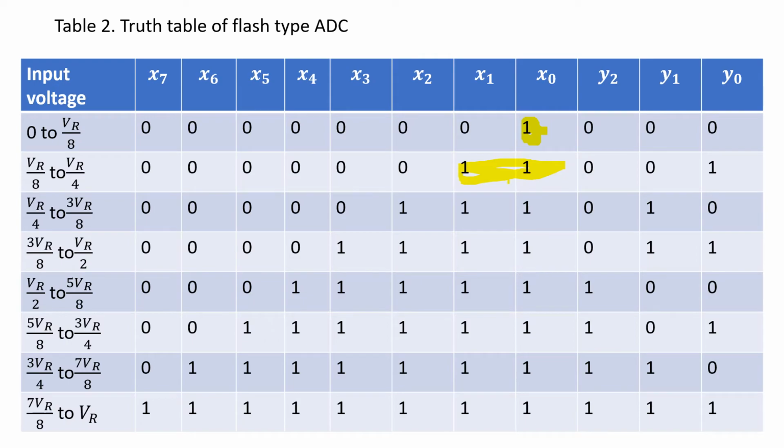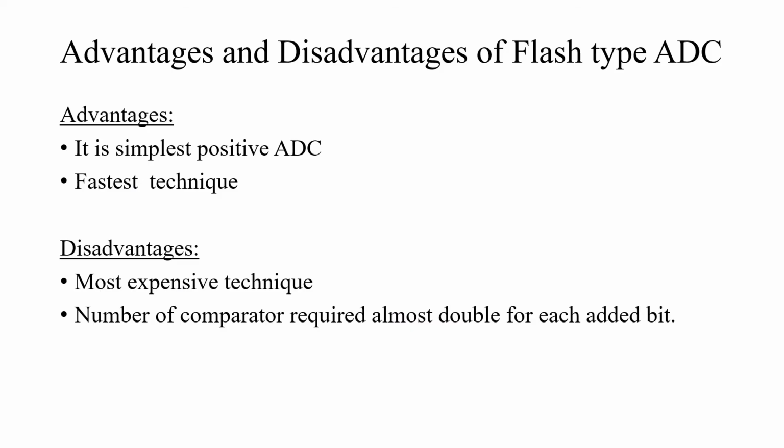Now, the advantages and disadvantages of the flash type ADC. It is a simple, positive analog to digital converter and the fastest technique. The disadvantage is that it is the most expensive, because we need a number of comparators, almost double for each bit. For example, 3 bits means we need 8, 4 bits means we need 16, and 5 bits means we need 32. So it is more expensive and difficult to implement.